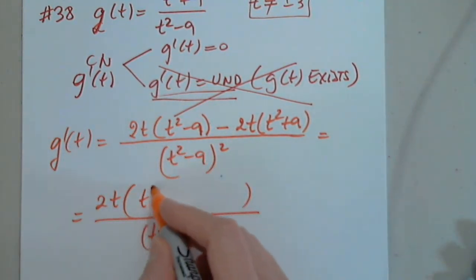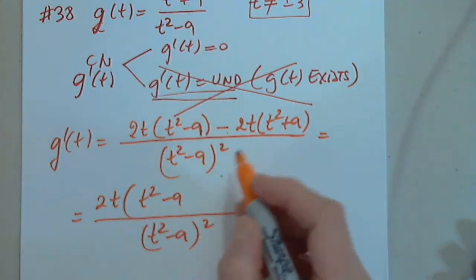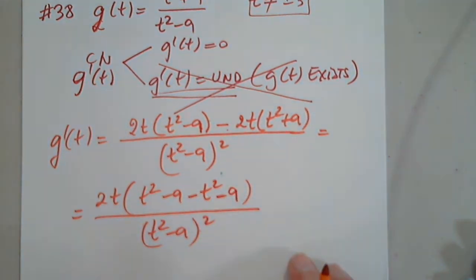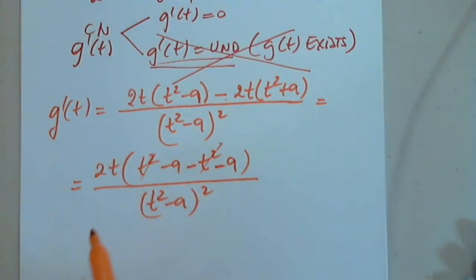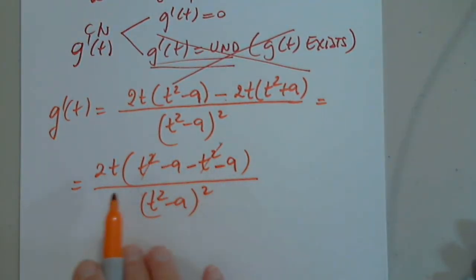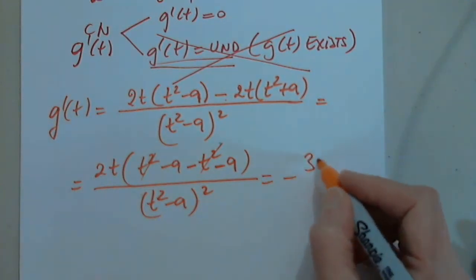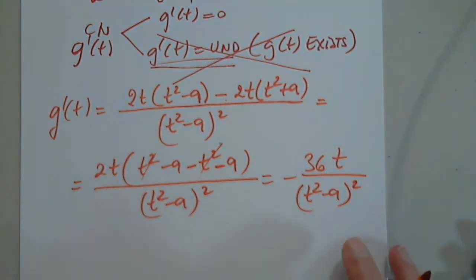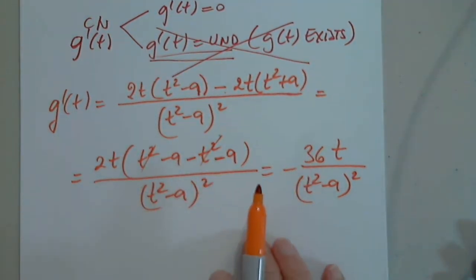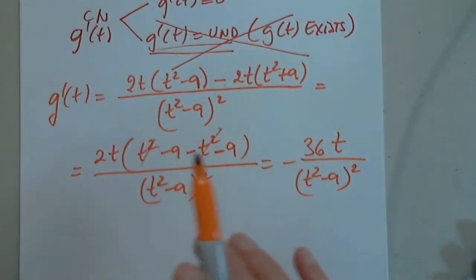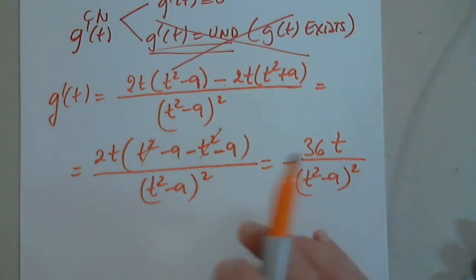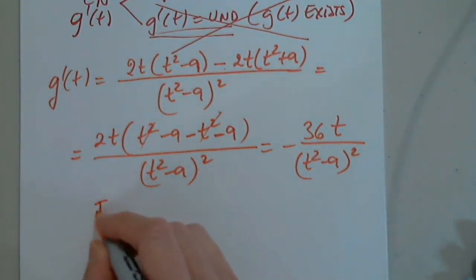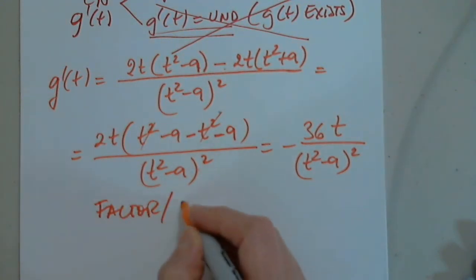So then I have t squared minus 9 minus t squared minus 9. So these two go away. Negative 18 times 2, negative 36t divided by t squared minus 9 squared. We had a similar problem on the test, and many of you did not get to the final answer because you're resisting my suggestion. Always factor and simplify.